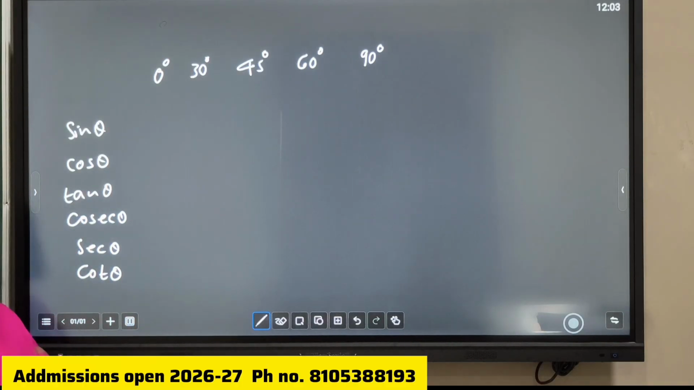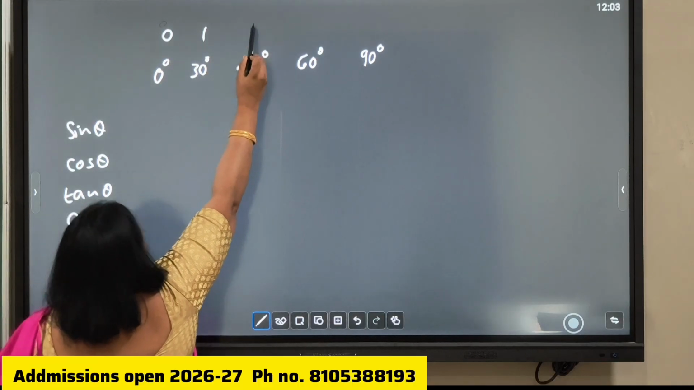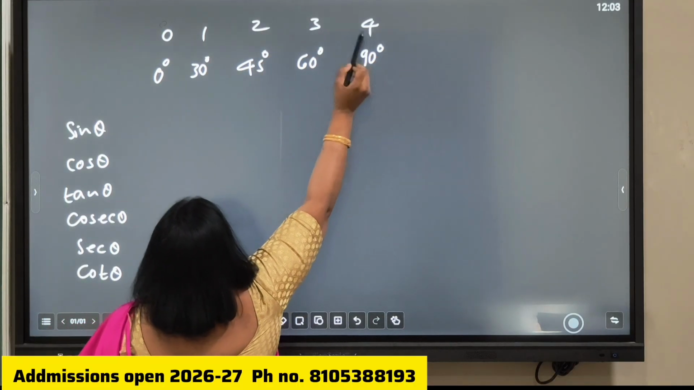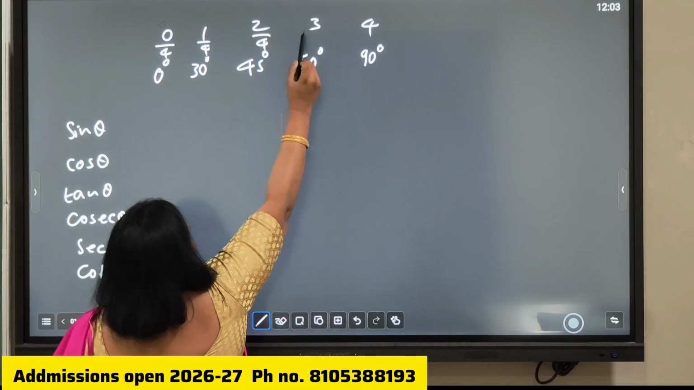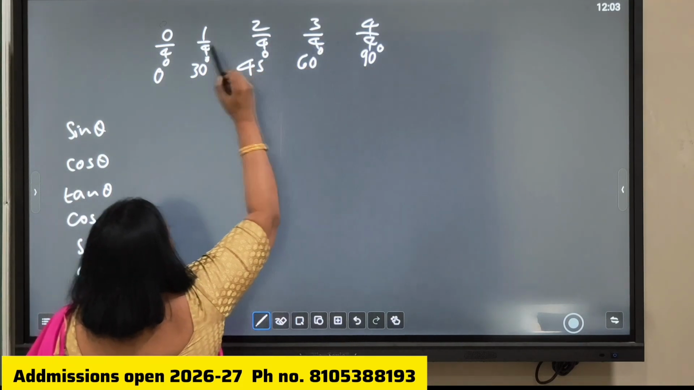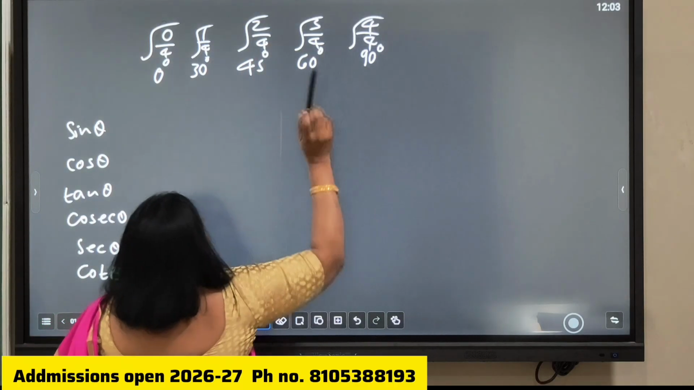You need not memorize the formulas by heart. You can just understand it this way. I will start by writing 0, 1, 2, 3 and 4, and then divide by 4 throughout. Then I will apply the square root to all the standard angles.